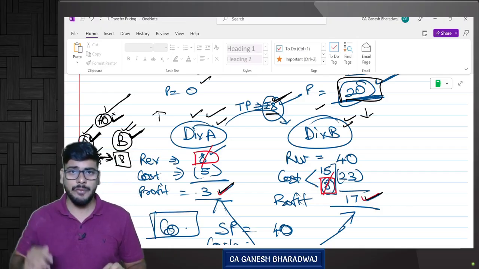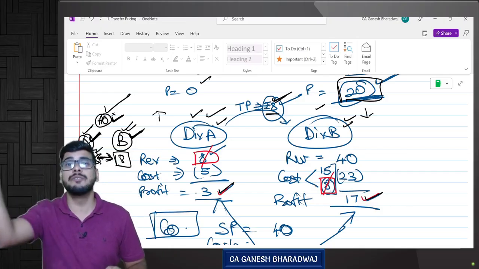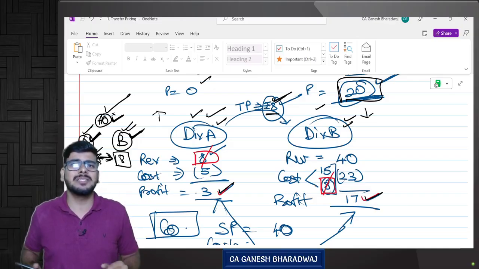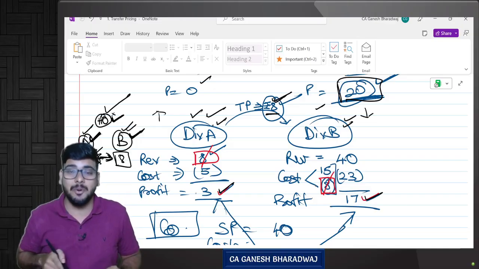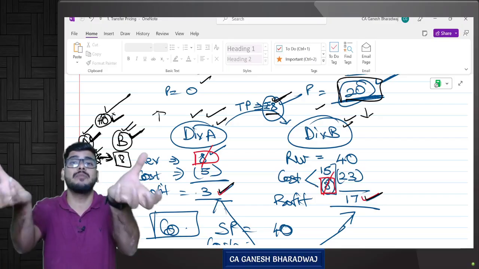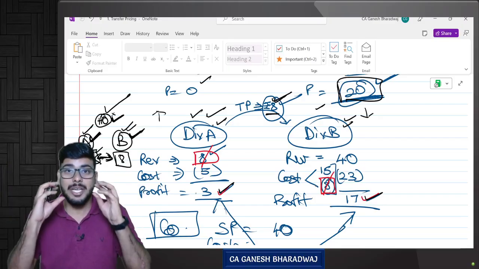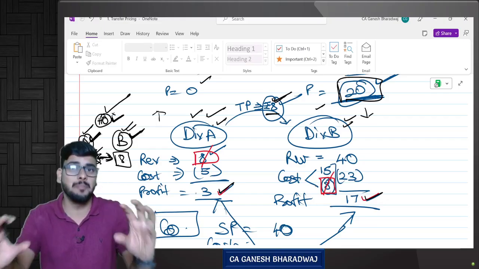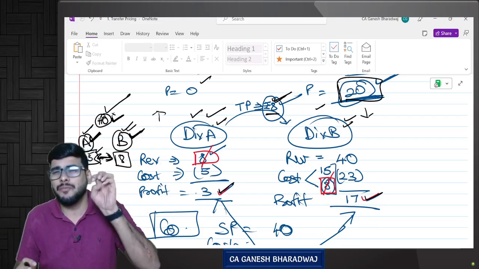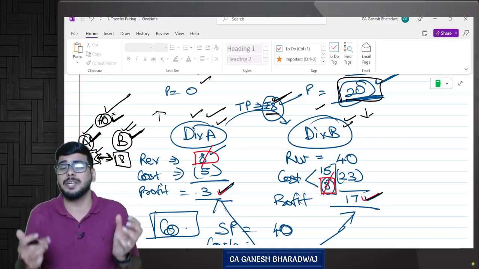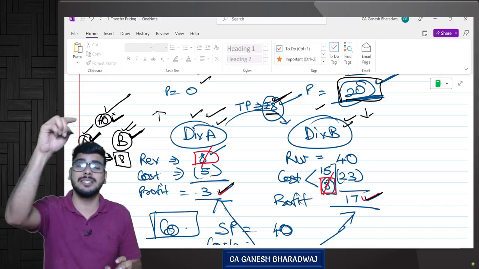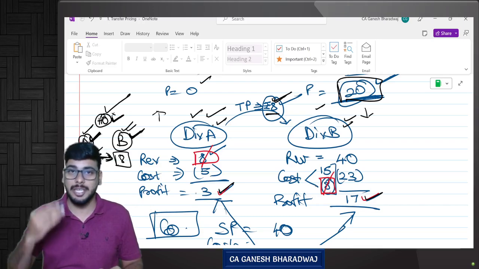Why? Will it impact the overall profit? No, it will impact the division wise profit. Sir, what if it impacts the division wise profit? Now, division wise profit is the basis for you to evaluate the performance of the division. Correct? So each and every division should be evaluated properly. They should be given a very fair share of whatever profit is attributable to them, because the manager's incentives might be directly linked to the division wise profit.